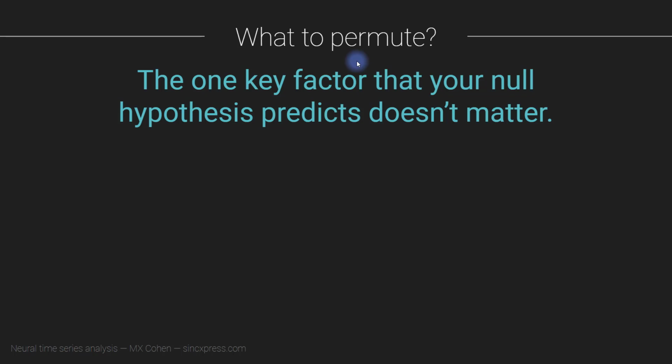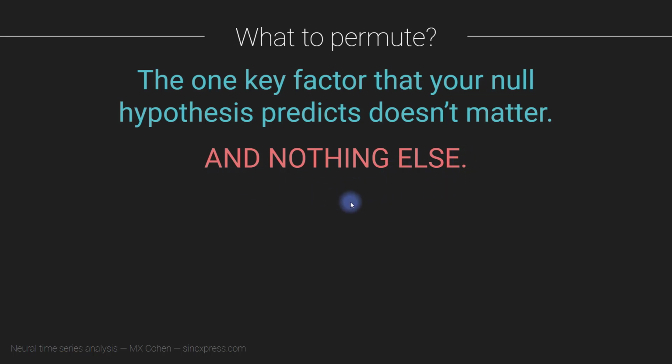So ideally, you want to change exactly one feature of the data and nothing else. So in our example that I was discussing earlier, we changed the condition labels. We didn't change anything else about the data. So try to understand the one key feature of the data that the null hypothesis predicts doesn't matter, and then that's what you change. Now, as I mentioned, sometimes this is easy, and sometimes this is a little bit more challenging, and you don't want to change anything else.